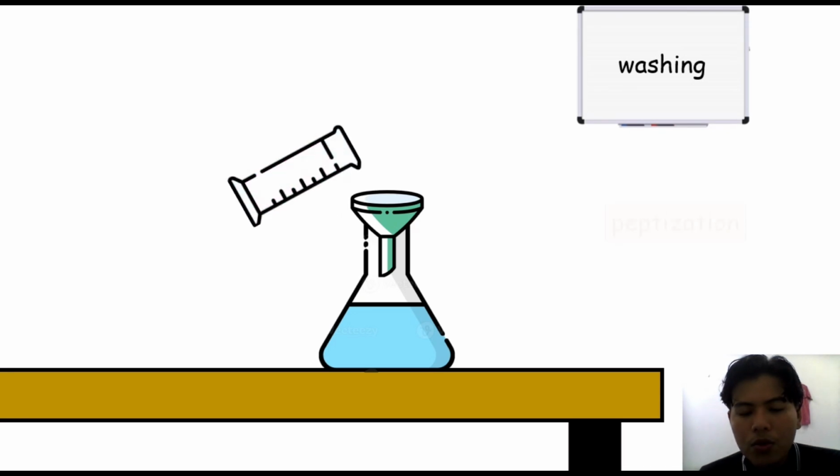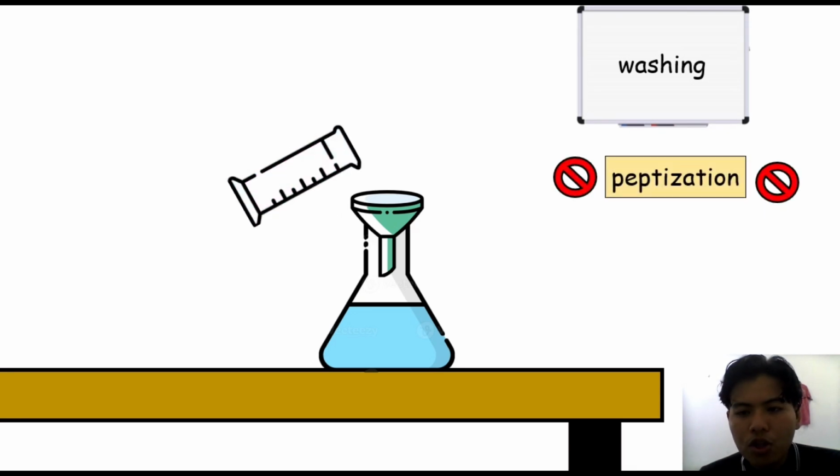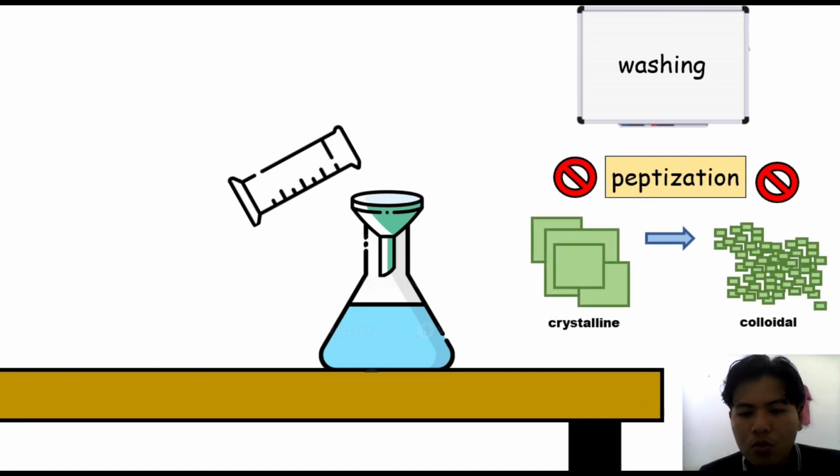We go to the next step, which is washing. The primary reason why we wash with the appropriate electrolyte is to avoid peptization. It means we don't want the precipitate in the filter funnel or on the filter paper to become colloidal again.